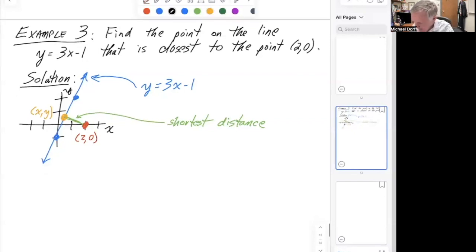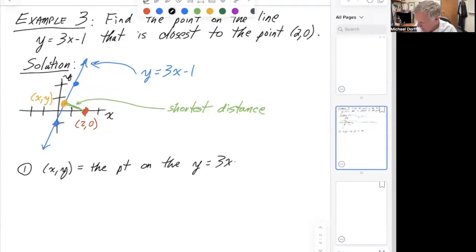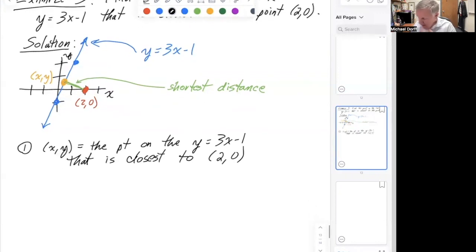All right, so here's my setup, and let's work through the steps that we have here. We're gonna use the point X, Y to be the point on the line y equals 3x minus 1 that is closest to the point 2, 0. We don't know what it is, but that's what we're trying to find. All right. Okay, that's about the information I need.